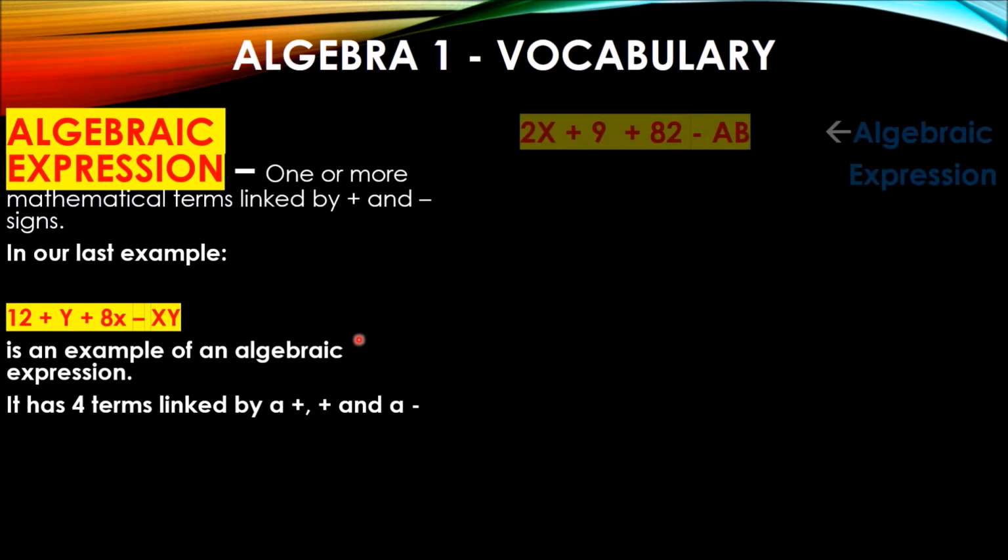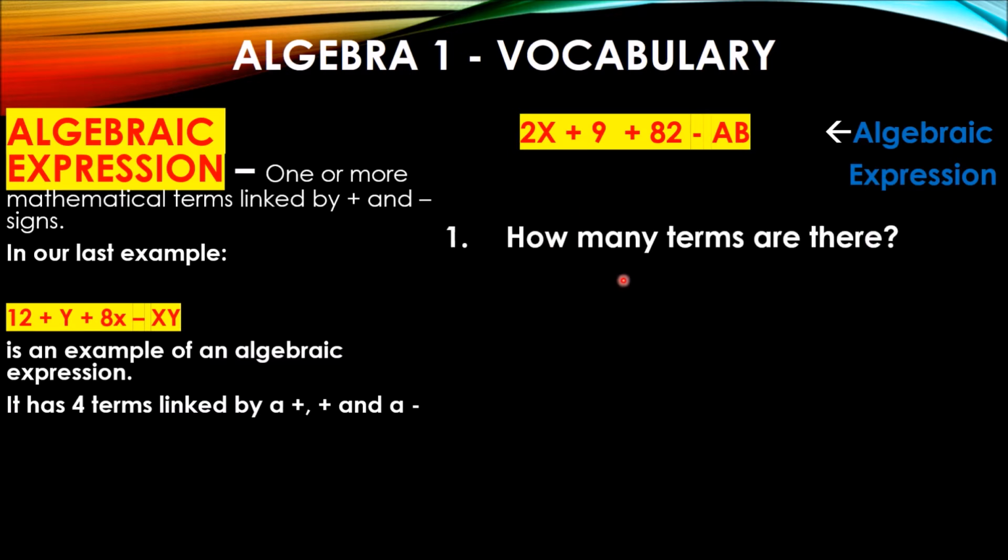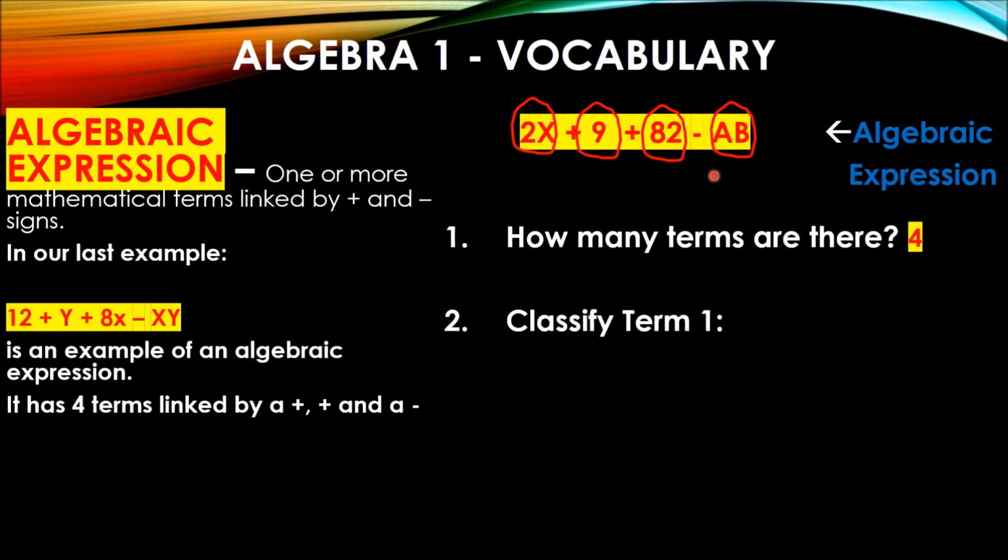So here's another example of an algebraic expression. 2x plus 9 plus 82 minus ab. So this is one big algebraic expression, but it has a bunch of little subparts. So first thing I could ask you is, how many terms are there in this algebraic expression? Remember, they're all linked by pluses and minuses, so 2x is my first term, 9 is my second one, plus 82 is my third one, and negative ab is my fourth term. So let's classify term 1. The first one, here it is, 2x. So what do you think that is?